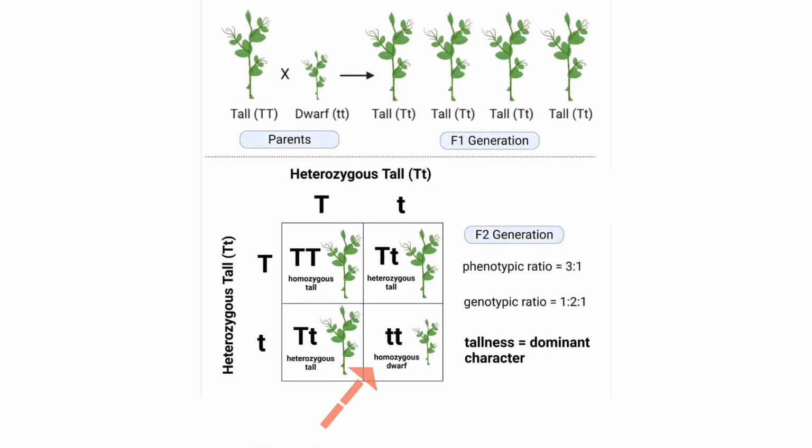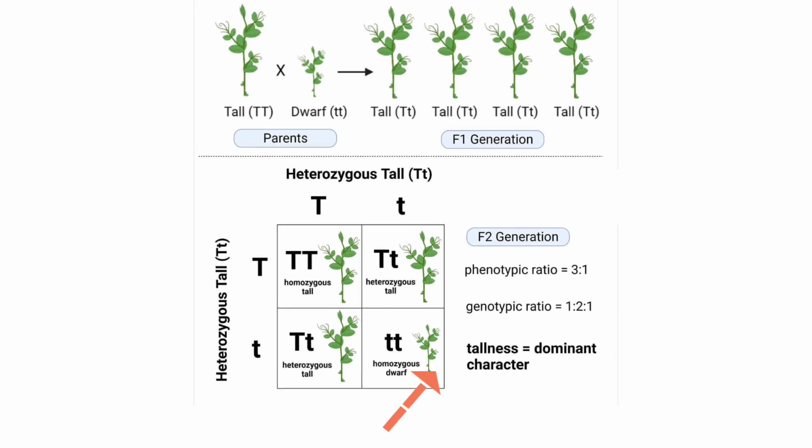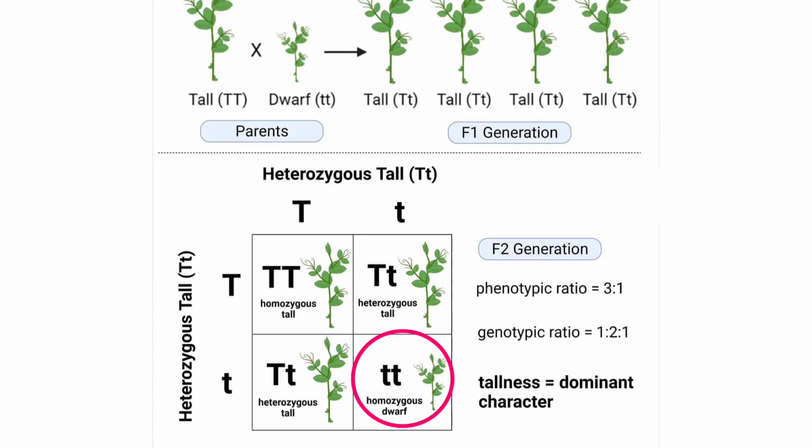Mendel discovered that the shorter trait did not vanish. Instead, it reappeared in about 1/4 of the pea plants. From this, he formulated the law of dominance.